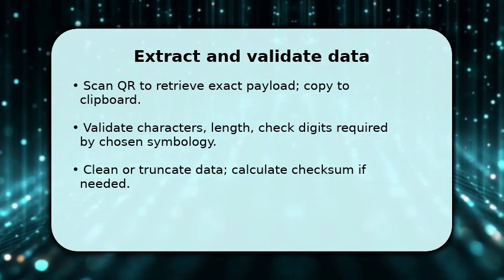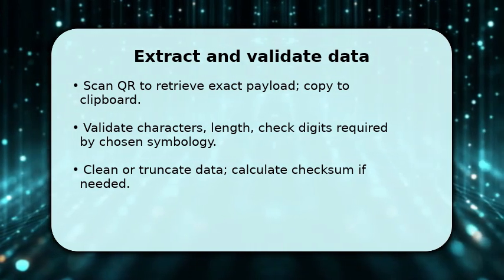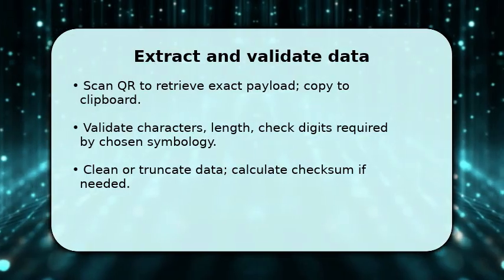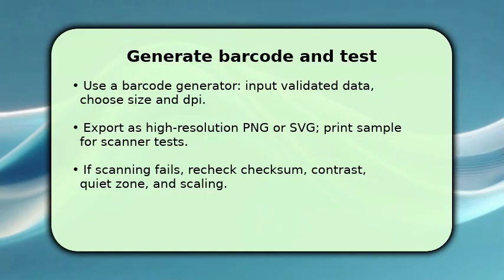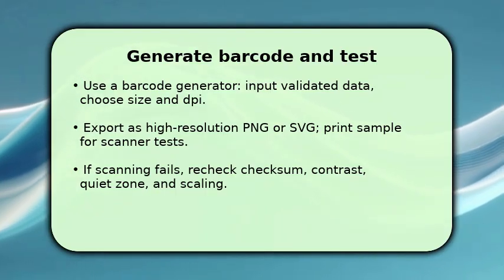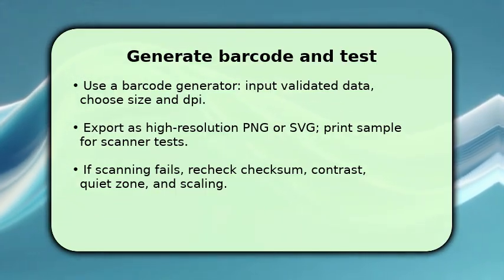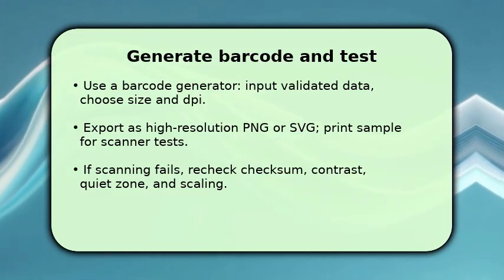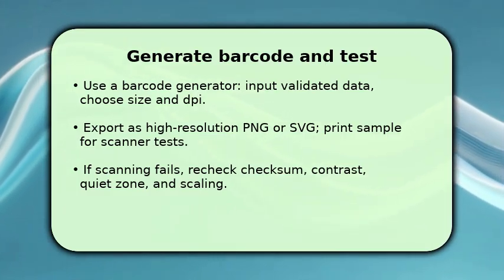You generate the barcode by pasting the validated payload into your chosen generator. Select resolution and dimensions, then export as PNG or SVG for maximum clarity. After exporting, always test with both camera apps and dedicated scanners to confirm readability.